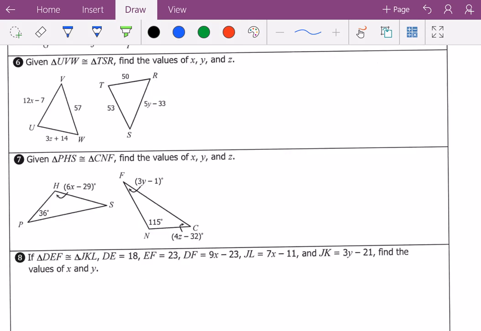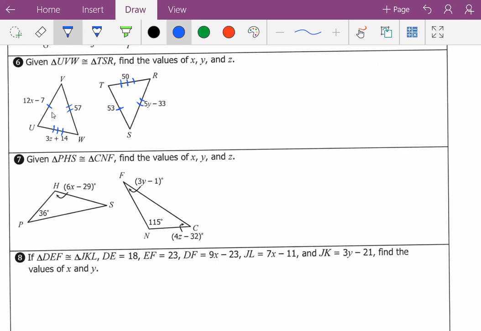Number 6, we have to find the values of X, Y, and Z. So we need to end up figuring out where each of them go. It says that these triangles are congruent, UVW with TSR. So UV would match with TS. VW would match with SR. And that leaves that the third side has to match with the third side. So we can set this up here.